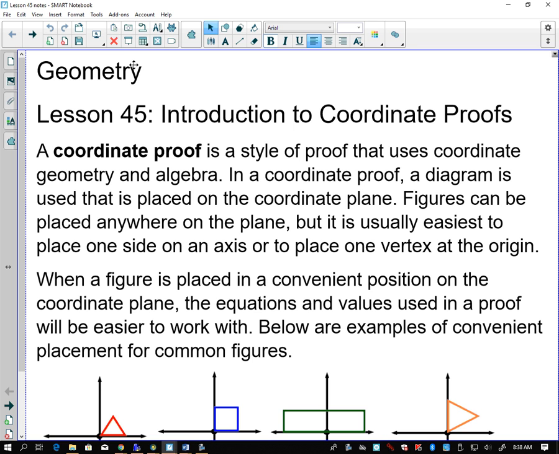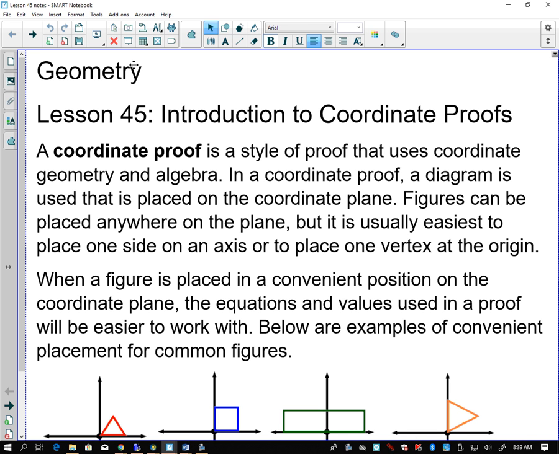All right, geometry, lesson 45. We're talking about the introduction to coordinate proofs. Basically, this is an algebraic way of looking at geometric figures on a coordinate plane. So a coordinate proof is a style of proof that uses coordinate geometry and algebra at the same time. I know, a lot of excitement about this.